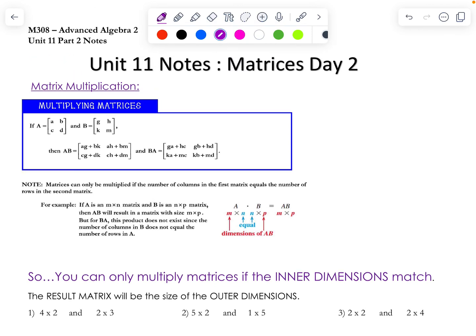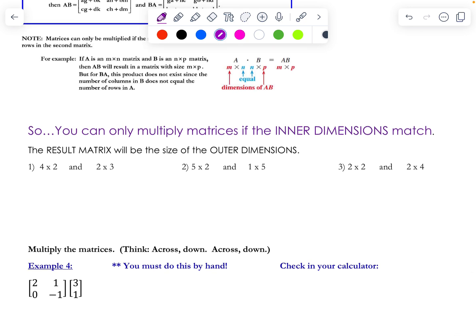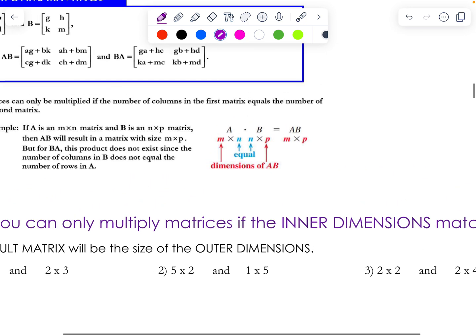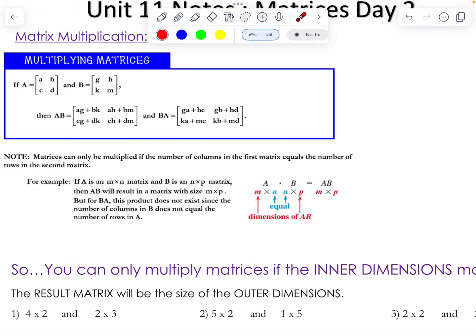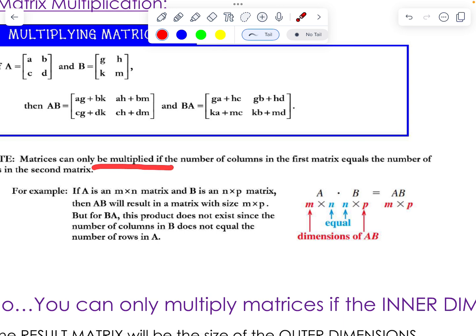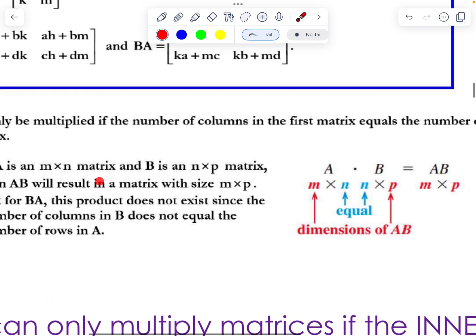Okay, so what we are going to do today is learn to multiply matrices. We were able to multiply by a scalar, but we did not learn to multiply matrices. So the first thing we have to talk about is matrices. It says here that matrices can only be multiplied if the number of columns in the first matrix equals the number of rows in the second.